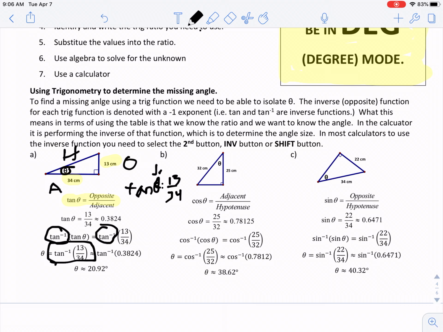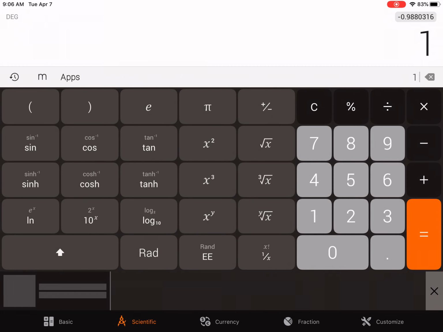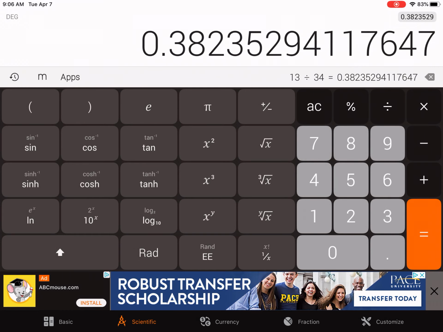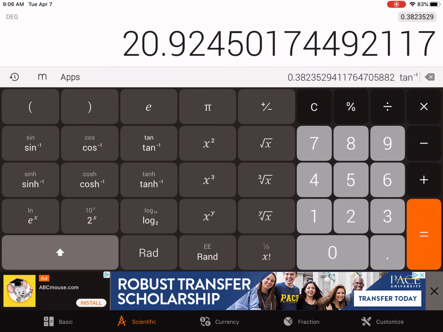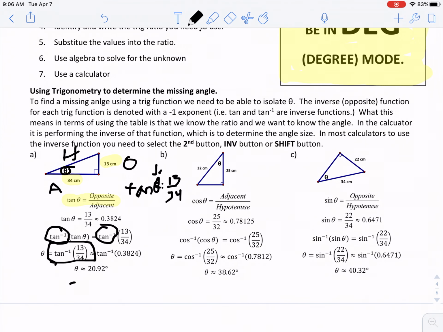All right. Then they type that into their calculator, so I'm going to go back to the calculator real quick. All right, it was 13 divided by 34. And then we don't want tan, so we got to hit this little arrow to go up to the smaller ones above it. We want tan minus 1, and notice I get 20.92, which is the same thing they got right there, so that's their answer.